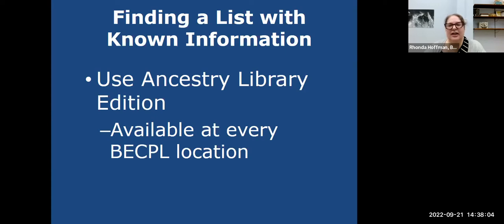So we're going to first find a list with known information using Ancestry Library Edition. And Ancestry Library Edition is almost the same thing as Ancestry.com, which you may subscribe to at home. It's available at every Buffalo and Erie County Public Library location. You do have to visit in person. The company does not allow us to let there be at-home access. So you can go to any one of our locations across Erie County. If you don't live in Erie County, you can check with your local library to see if they subscribe to Ancestry Library Edition, or you could subscribe to Ancestry.com for a fee yourself at home.